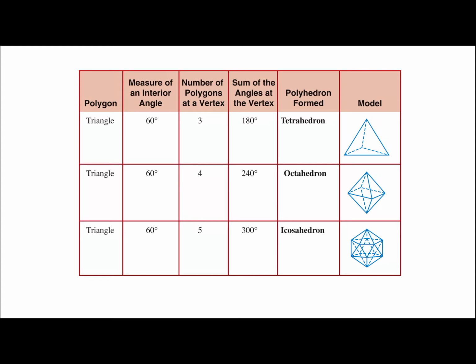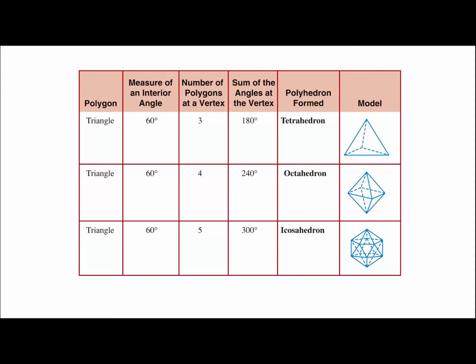If the number of polygons at each vertex is 3, then you have this first tetrahedron that you can see here at the top. And the sum of the angle measurements at each vertex would be 180 degrees. So if you were to take all 3 of those triangles coming together, again at 60-degree angles, all 3 of those would form 180 degrees.